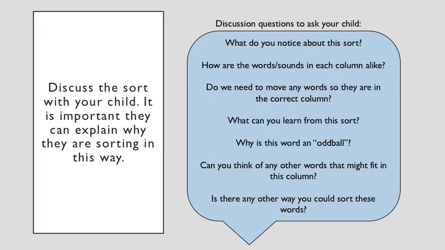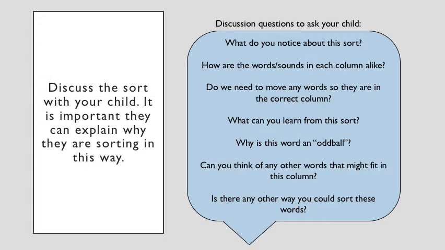If your child has any misplaced words, you can just ask them, do we need to move any words so they are in the correct column? You can ask them, what can you learn from this sort? If there are oddballs in this sort, ask them to explain why or how they know it's an oddball. To extend their learning, you can ask them to think of any other words that might fit in this column that are not already listed there in the sort.